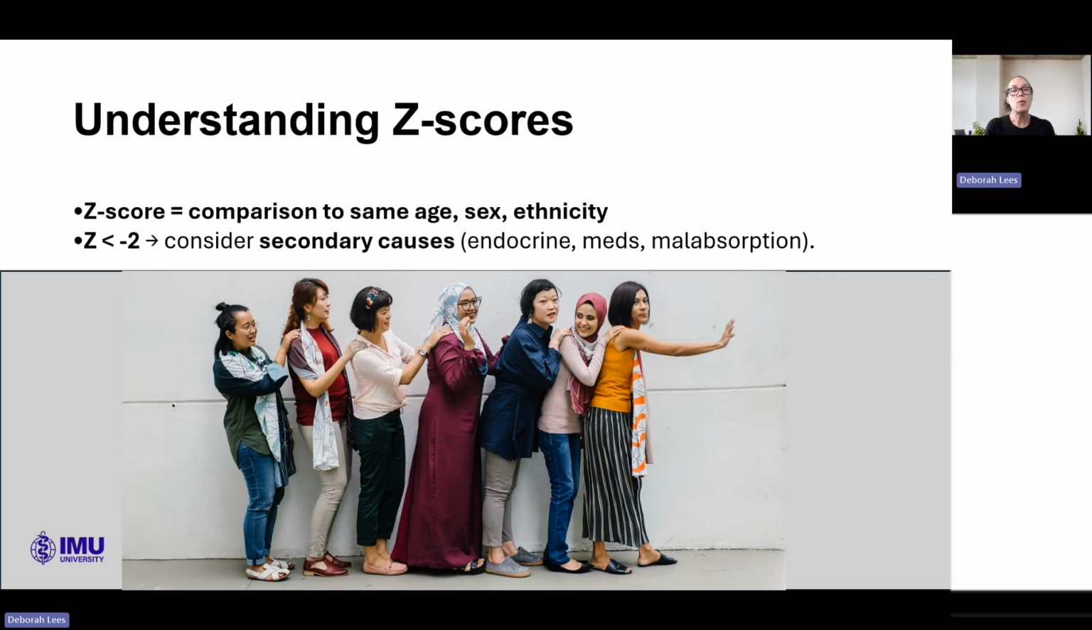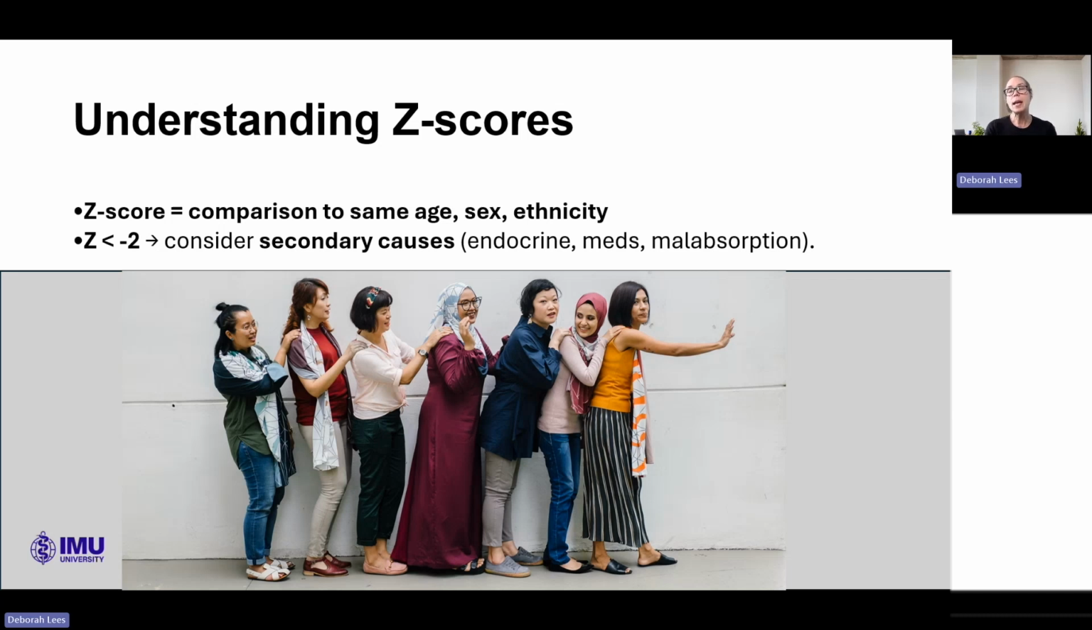And then your Z-score is a comparison to the same age, the same sex, and the same ethnicity. So this is where you can see where you are sitting amongst a group of your peers. So if you now have a Z score that's greater than -2, that's normally because there's something else going on. So you've either got some kind of malabsorption, you're taking some kind of medication, or you've got a parallel endocrine issue as well.